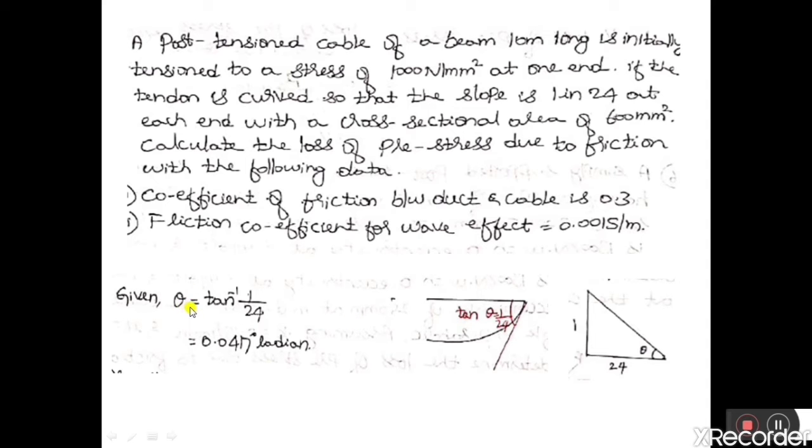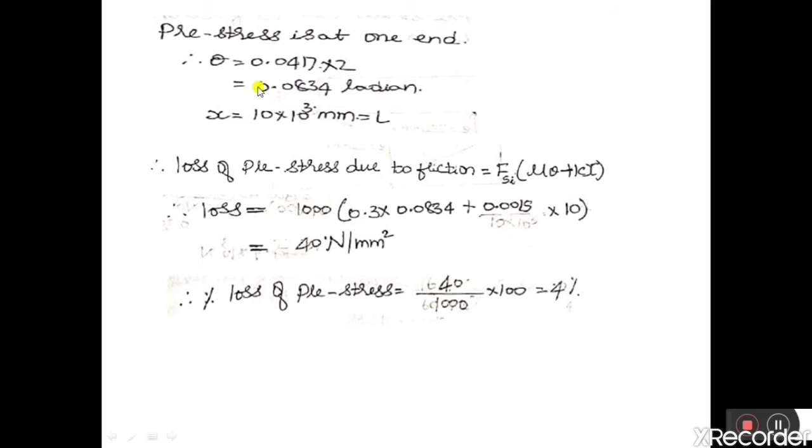Therefore theta is equal to tan inverse of 1 by 24. Hence theta is equal to 0.0417 radian. Remember that the cable is pulled from only one end. Therefore theta is equal to slope into 2, that is 0.0417 into 2. Hence theta is equal to 0.0834 radian, and x is equal to 10 into 10 to the power of 3 millimeter. X is equal to L.